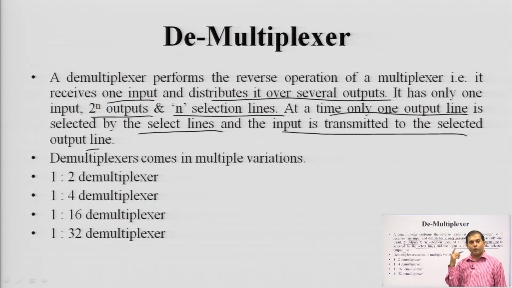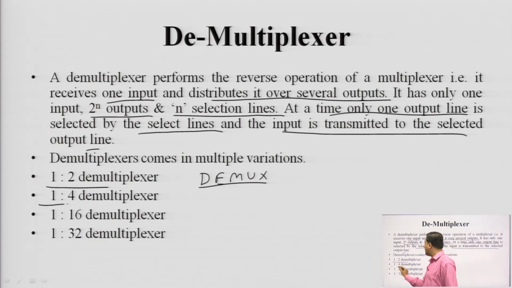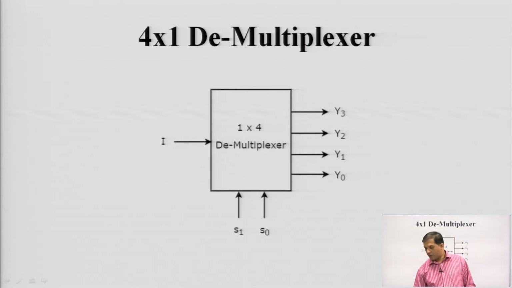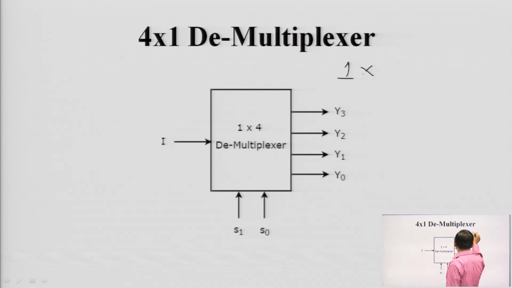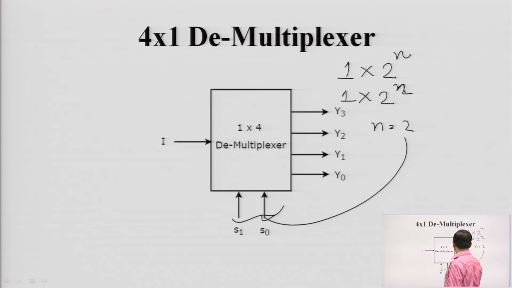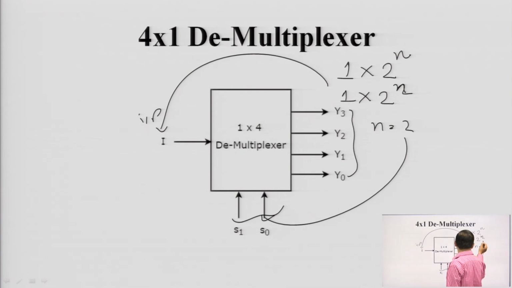So, that will be a 2 cross 1 multiplexer, and it will be a 1 cross 2 demultiplexer. It will be written as demux, like that. So, just the reverse: 4 cross 1 multiplexer, 1 cross 4 demultiplexer. Shortly I am telling, this is a 4 cross 1 demultiplexer. So, here n is such that the size is 1 cross 2 to the power n. So, 1 cross 2 to the power 2, so n is equal to 2. So, n select lines and one input and 4 outputs, 1 cross 4. So, 4 outputs, like that.